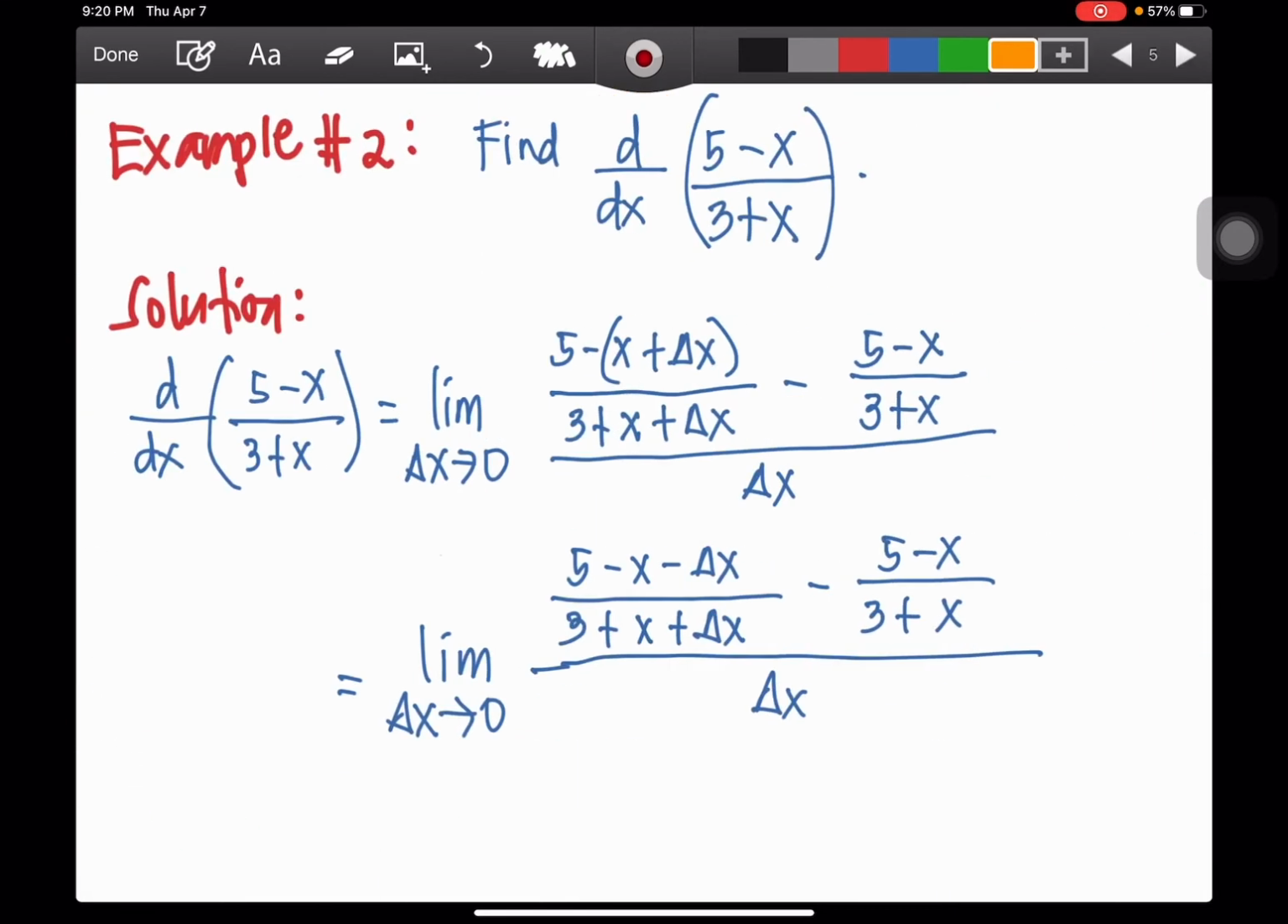Then let's proceed to example number 2. Find d dx of 5 minus x all over 3 plus x. So in the solution, we have d dx of 5 minus x all over 3 plus x.